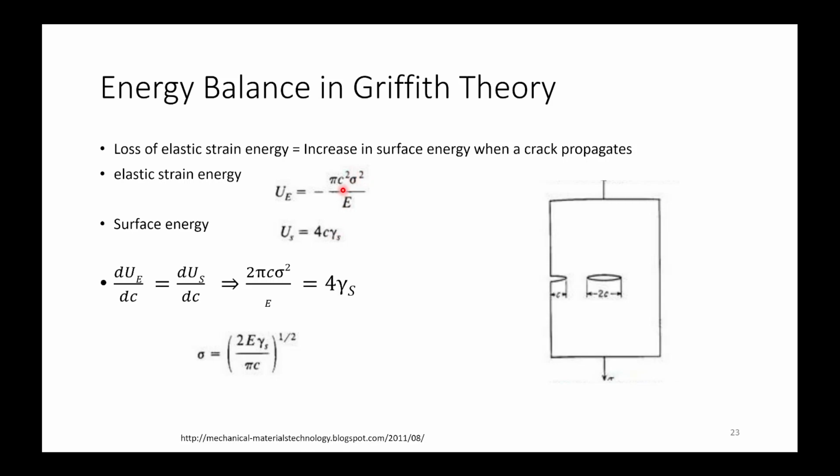Now you will be equating these two by differentiating with crack length. So as the crack length is increasing, how this energy is increasing. Now both of these should be equal for the crack to propagate. Now we'll be equating these two and we'll be getting this relation between sigma and the elastic modulus of the material, surface energy of the material, and crack length. It will be sigma equals the square root of 2Eγ upon πc.